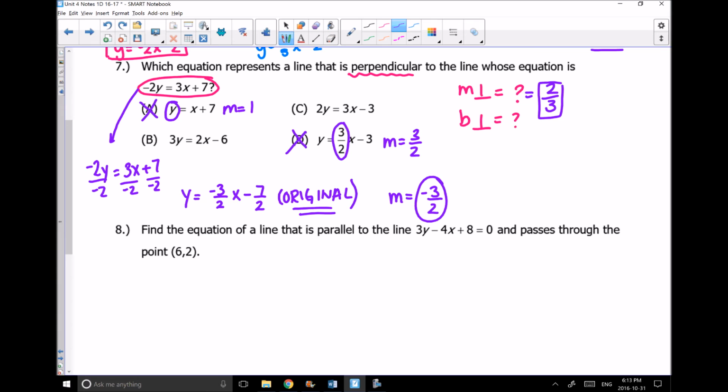So let's isolate the y's in these last equations here. So when I divide by 3 here, I get y equals 2 over 3x minus 2, which gives me the slope that I want here. I'm looking for a slope of 2 over 3. So B is my correct answer, but I'm going to just check to make sure that C is not the right answer. So I'm going to divide everything by 2 here, and I get y equals 3 over 2x minus 3 over 2. Well, this doesn't have the slope that I'm looking for, so C is not right. Therefore, B is my correct answer for question number 7.